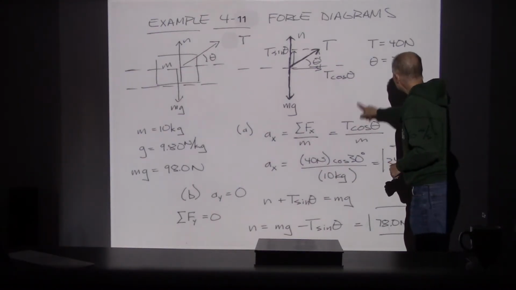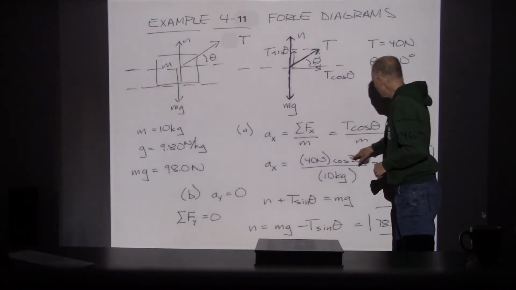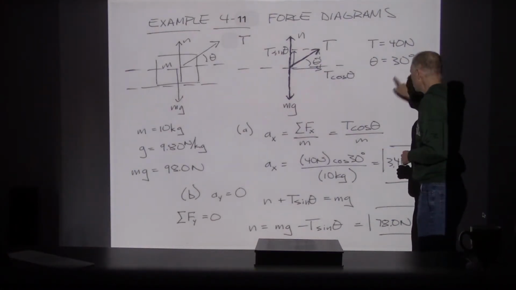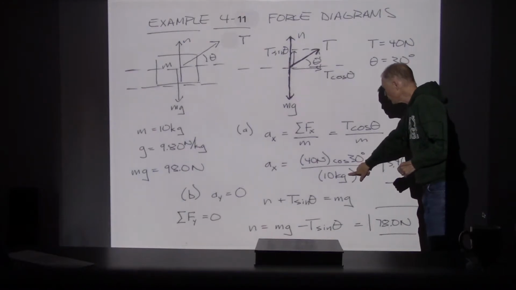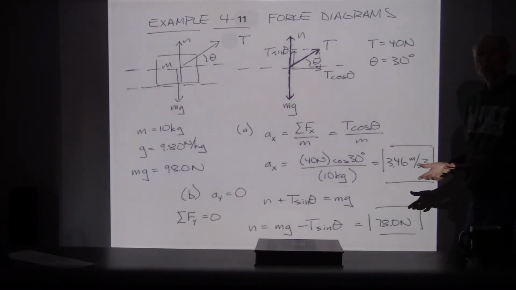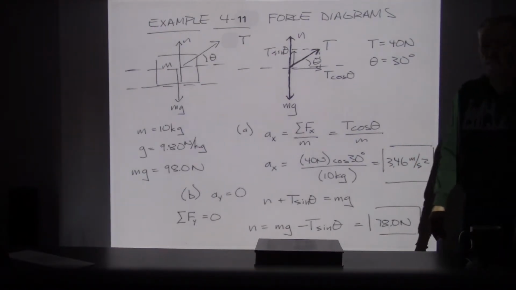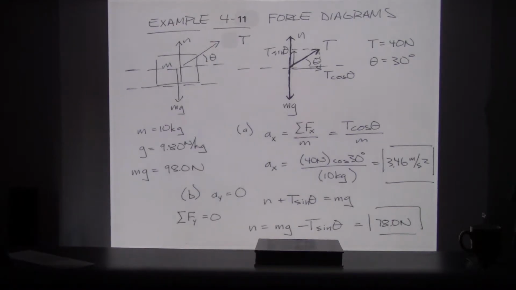Now the T, we were told, is 40 newtons, and the theta, that was given information, is 30 degrees. We divide through by the inertia of the package, and that gives us an acceleration. It's a pretty good acceleration, 3.46 meters per second squared.